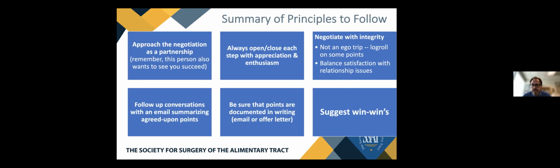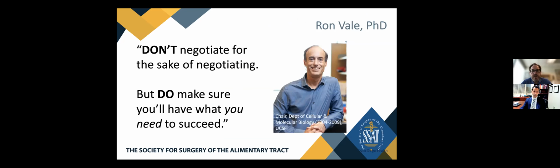And with that, this is a quote from Ron Vale. He was the chair of the Department of Cellular and Molecular Medicine at UCSF for many years. He said, "Don't negotiate for the sake of negotiating, but do make sure you have what you need to succeed."